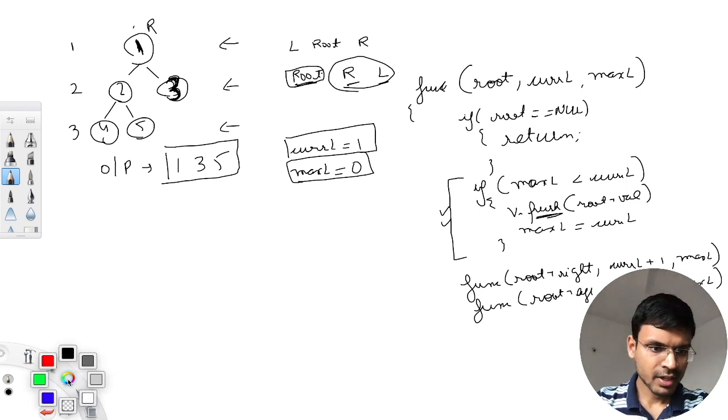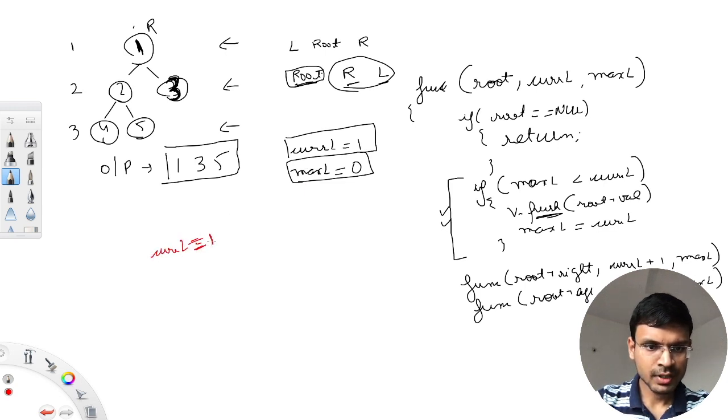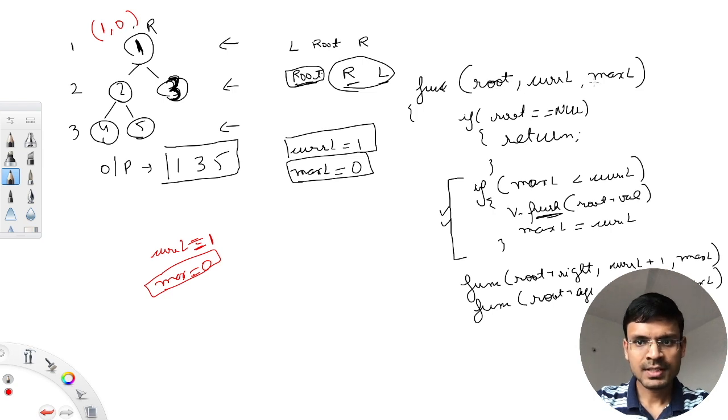If I dry run this code, let us see. So current level initially is initialized to 1, max level is initialized to 0. Also this max level, we have to pass this value by reference, because this value would be used across all recursion calls. If one of the recursion calls updates this max value, that value has to be persisted in all the recursion calls. So we need to pass this variable by reference in this function.